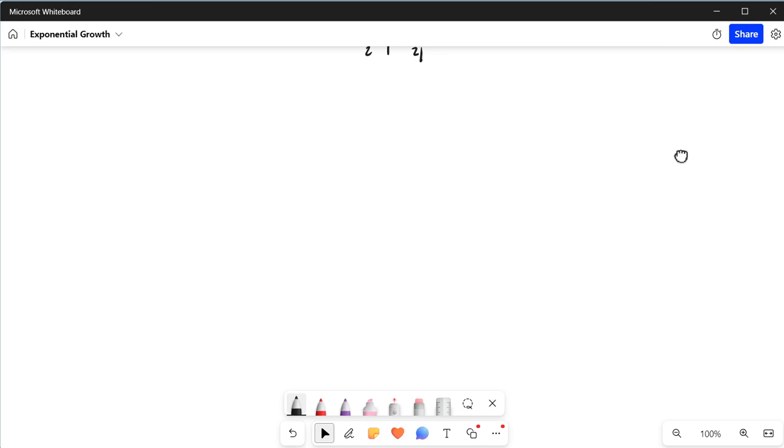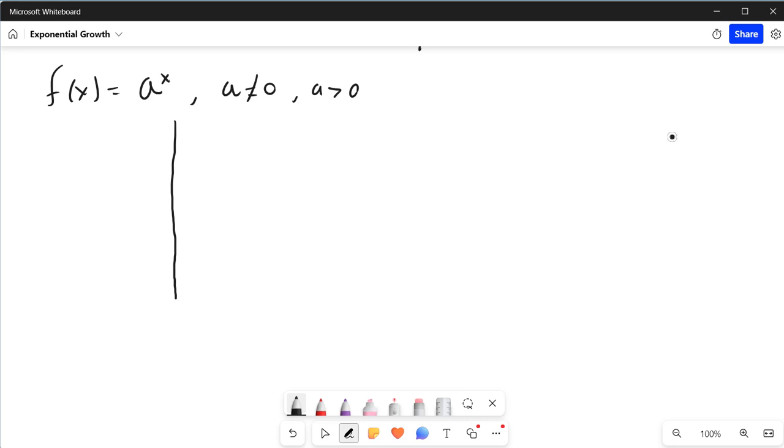So let's say that we considered our function f of x, and it was a to the x. And again, we're going to say that a just cannot be 0, and that a will be greater than 0. And in either case, if we come back to our graph of our function, here we'll just draw an x-axis and a y-axis, and we'll go ahead and draw the graph of an exponential function that goes something like this.